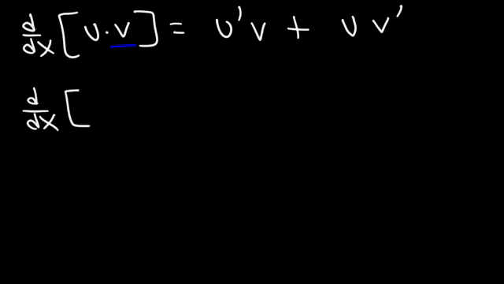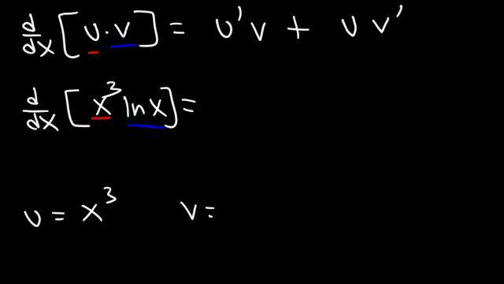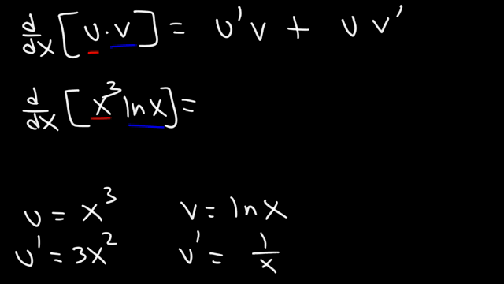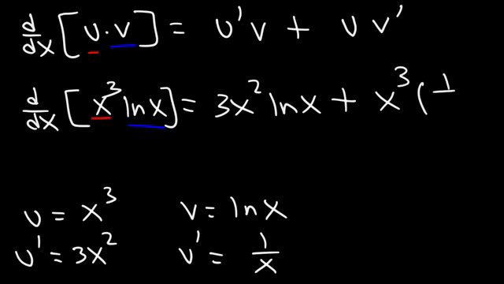Now let's try another one. What is the derivative of x cubed ln x? In this case, we're going to say u is x cubed and v is ln x. U prime, the derivative of x cubed, is going to be 3x squared, and v prime, the derivative of ln x, is going to be 1 over x. So it's u prime v, 3x squared times ln x, plus uv prime, x cubed times 1 over x.